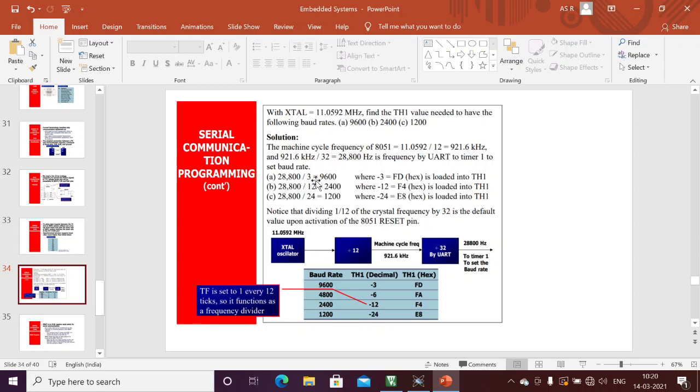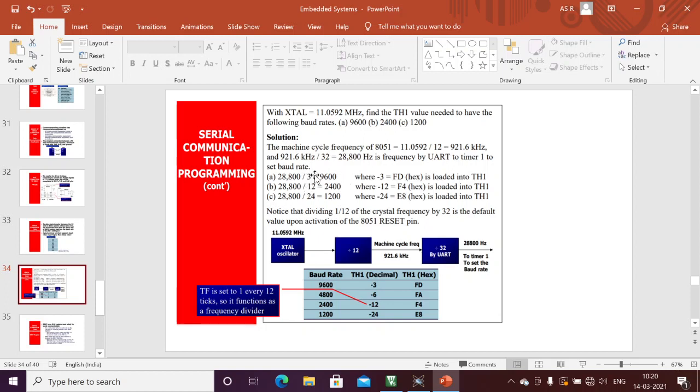If I am dividing by 12, I get the 2400 baud rate. That's why I am always subtracting 12. F4 to FF is 11, and FF to 0 makes 12 in total. That's why I am doing -12, which is nothing but F4. Similarly, divided by 24 means E8. I will show you another method to calculate this TH1 value in the next slides. Here this is for understanding. Whenever I am just dividing by 3, I will get the 9600 baud rate.